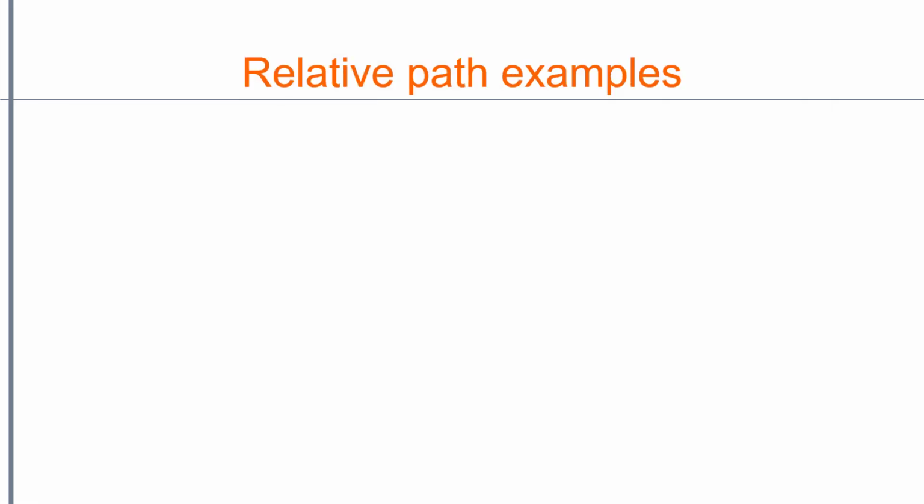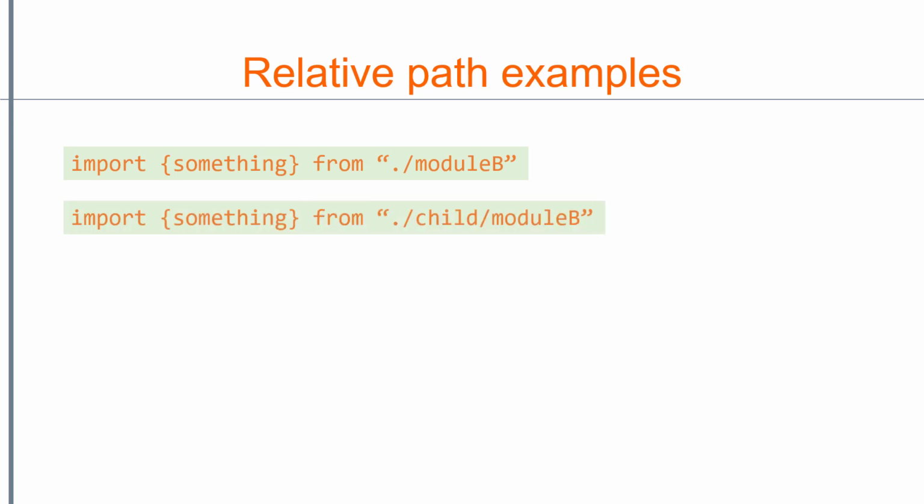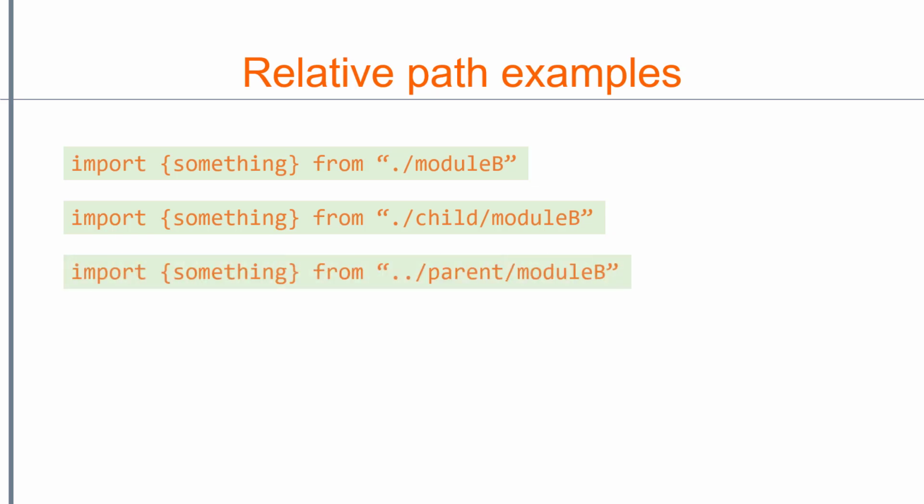Let's look at some examples for relative paths. This one looks for module B in the current folder. Dot slash refers to the current folder. This one looks for module B in a folder called child inside the current folder. This one looks for module B in a folder called parent inside a folder one level above the current folder. Dot dot slash means one level up from the current folder. This one looks for module B in the root folder. Slash indicates the root folder.